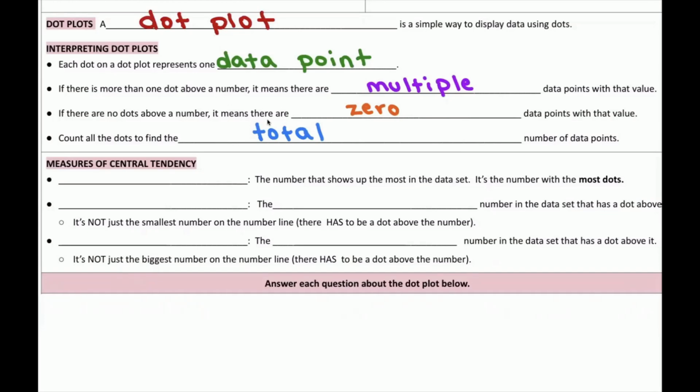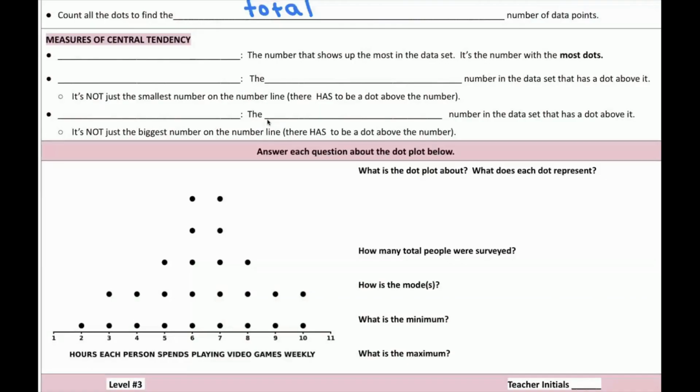Let's just take a quick look at our dot plot at the bottom of this page. The first question says, what is the dot plot about, and what does each dot represent? So it's a two-part question. Whenever we're looking for what the dot plot is about, we can look at what's labeled under our number line. In this case, it says hours each person spends playing video games weekly. Remember, each dot represents one person surveyed.